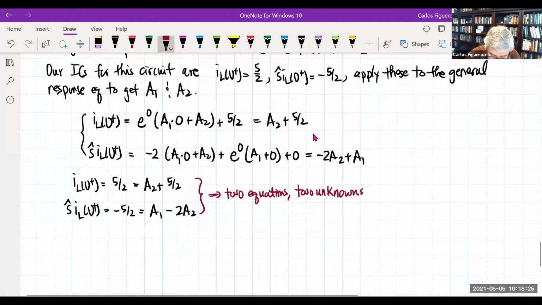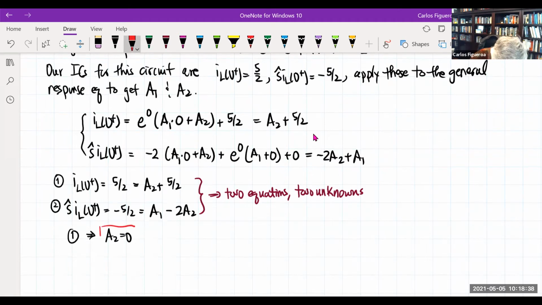So what you're seeing here is that from the first equation, we immediately see that A2 is 0. So we now know what A2 is. From equation 2, if A2 is 0, we could see then that A1 must be minus 5/2.